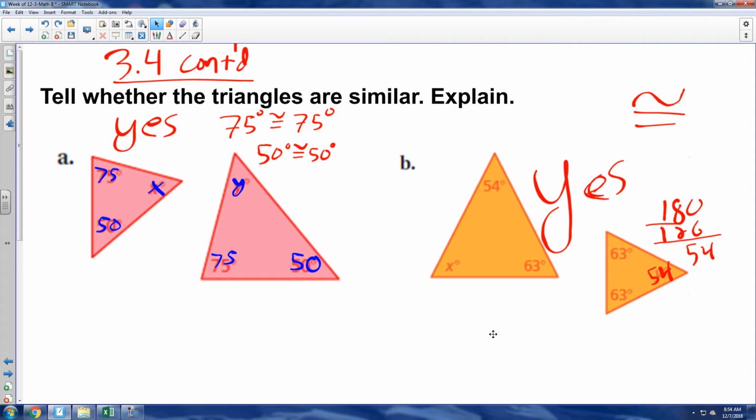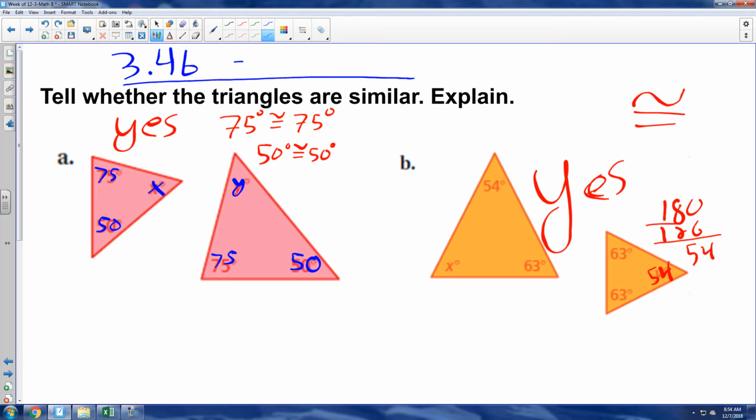All right, my friends, so for this video, I'd like you to call it 3.4 continued. The other way you could also look at it is you could call it 3.4b. That might be another way to look at it because I'm probably going to create another video in a moment. So 3.4b, similar triangles. Please make sure you have the date here, and then we'll take it from there.